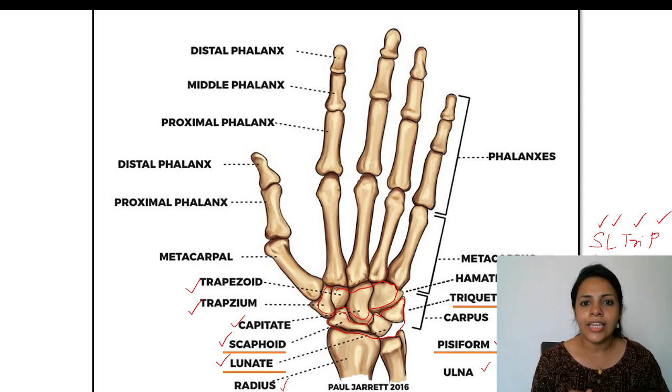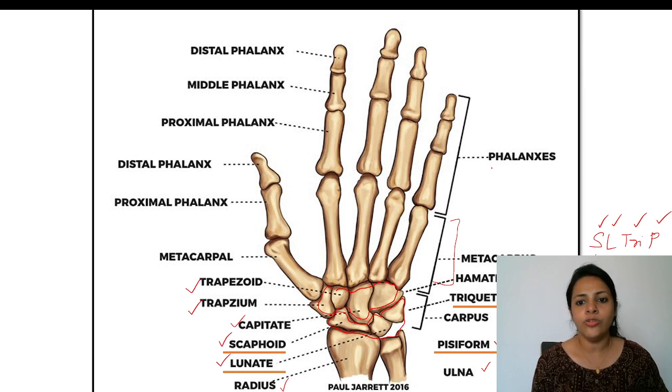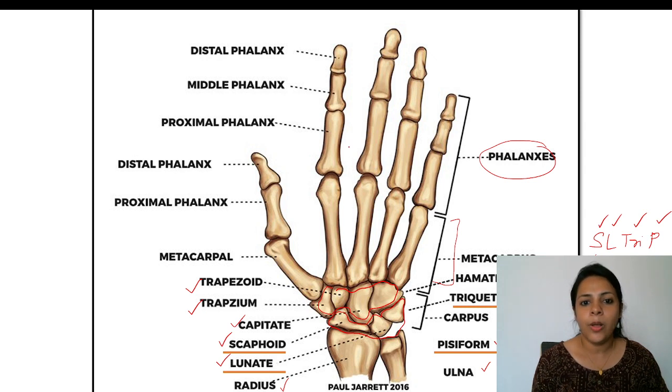After that, the bones of the palm are formed by the metacarpals. They are miniature long bones, and then the fingers are constituted by the phalanges. In the phalanges, every finger has 3 phalanx: the proximal phalanx, the middle phalanx and the distal phalanx.